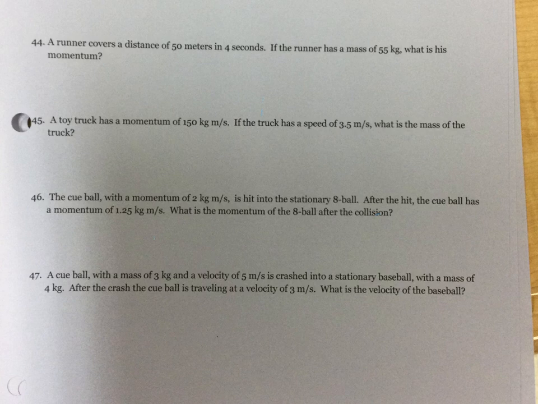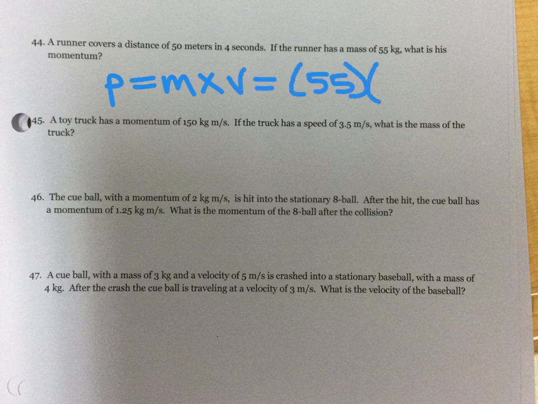Okay, now for 44, it says a runner covers a distance of 50 meters in 4 seconds, and the runner has a mass of 55 kilograms. What is the runner's momentum? Remember that momentum is mass times velocity. So that's going to be 55 kilograms times its velocity, which it didn't give us straightforwardly, but the velocity is distance over time, so that's 50 over the 4 seconds.